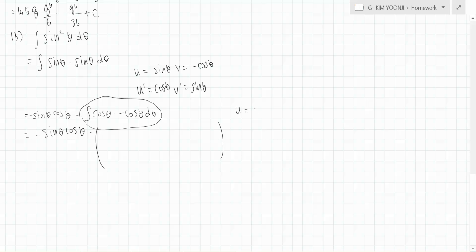In this case, u equals cosine theta. We'll pull the negative out of the way. v prime equals cosine theta, v equals sine theta, u prime equals negative sine theta. So uv, which is cosine theta sine theta, minus u prime v. Okay.